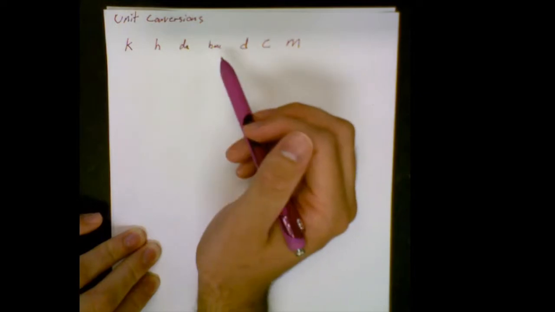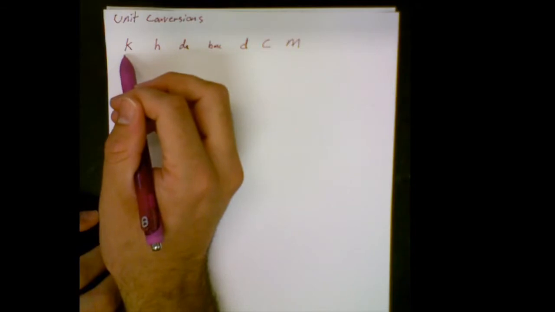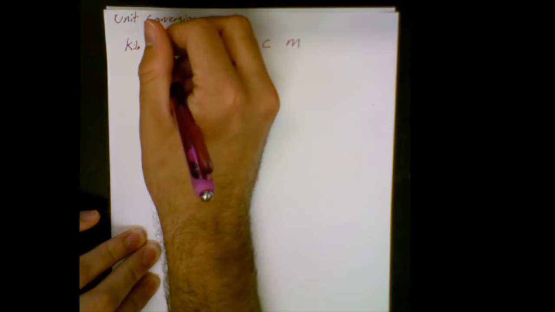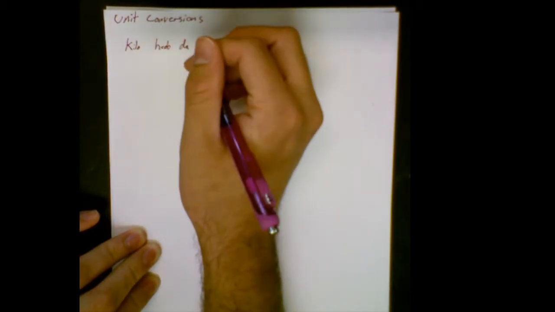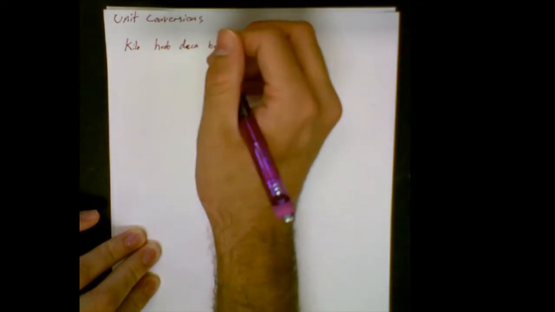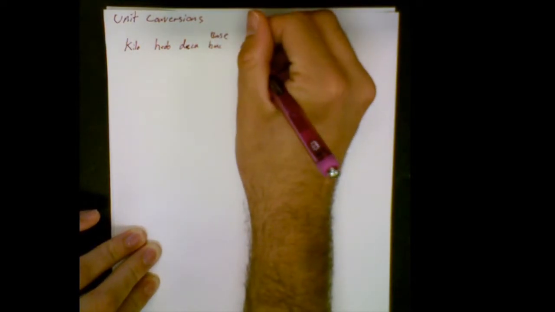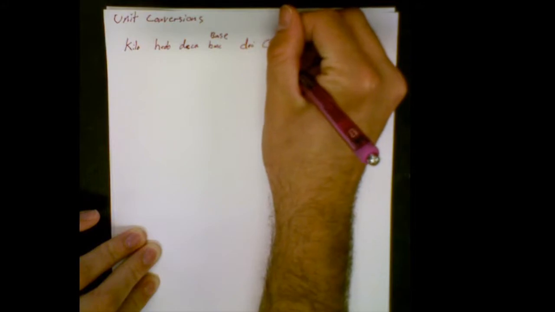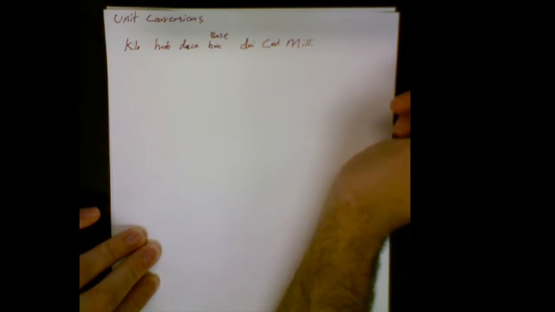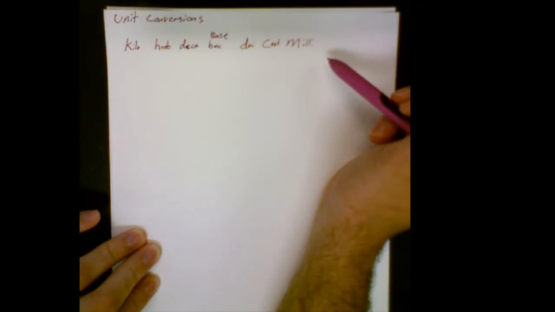Alright, so some of you may already notice what these are. The first one right here is kilo. Next one is hecto. Next one is deca. Then there's the base unit. Then there's deci, centi, and milli. So each of these has a specific value that is associated with them.